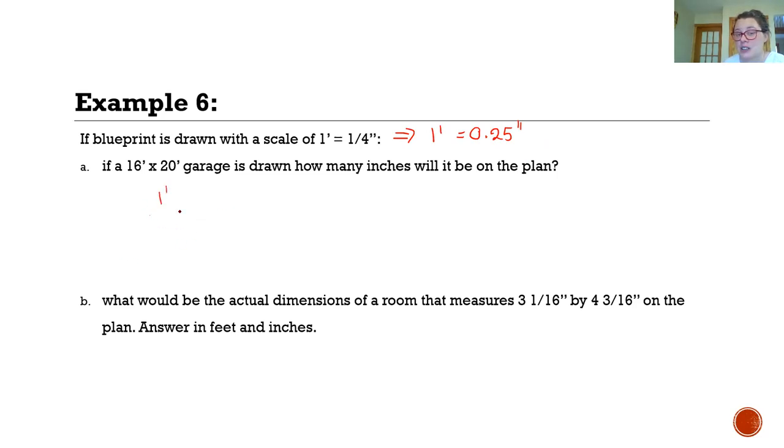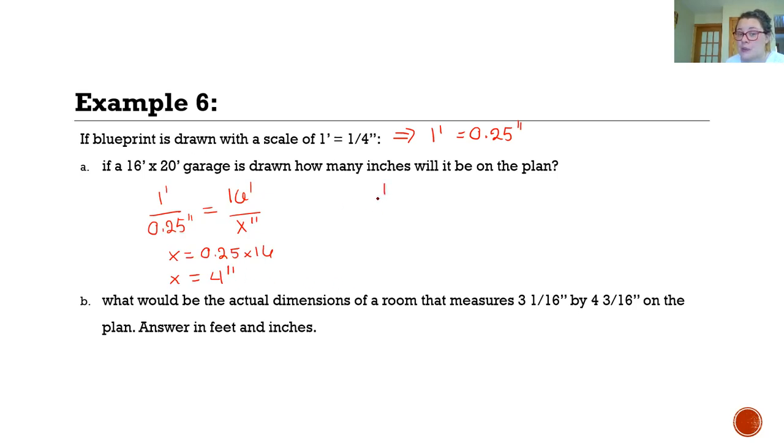So 1 foot is 0.25 inches on our plan. If we have 16 feet on the plan, how many inches will that be? So it's a pretty simple calculation. 1 times x gives us x. 0.25 times 16 leaves us with x is equal to 4. And you'll notice there's inches on the bottom here, so it's going to be inches there. So that garage, the 16-foot wall, is going to be drawn at 4 inches long.